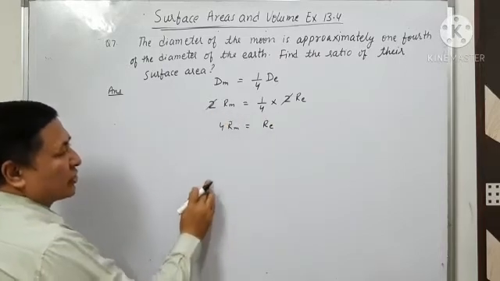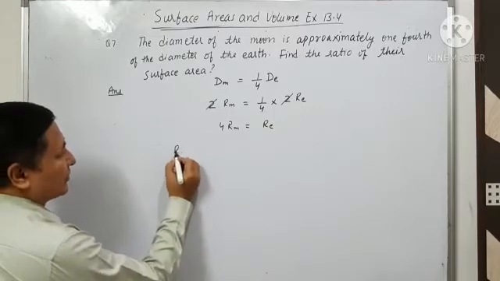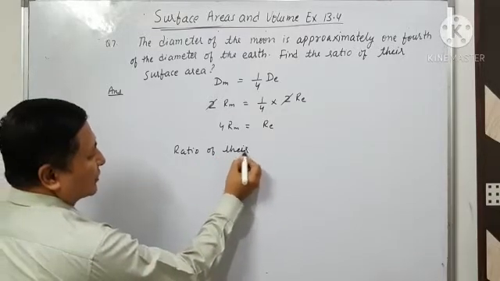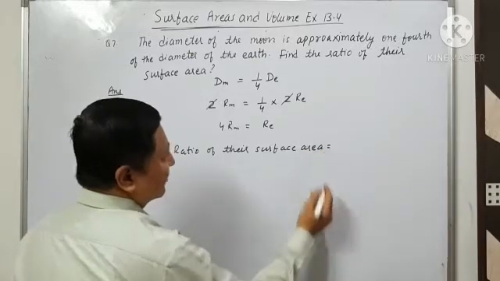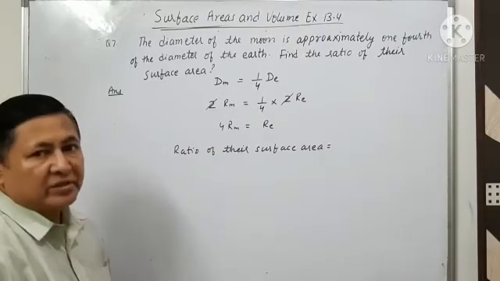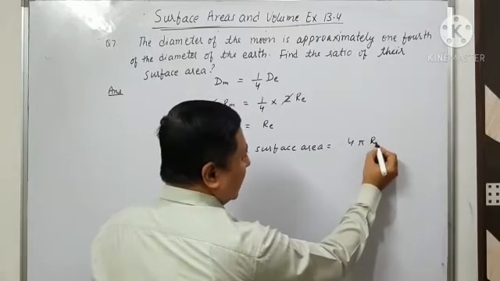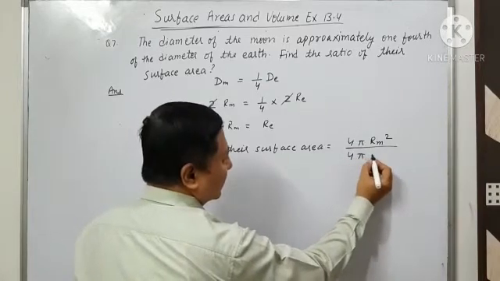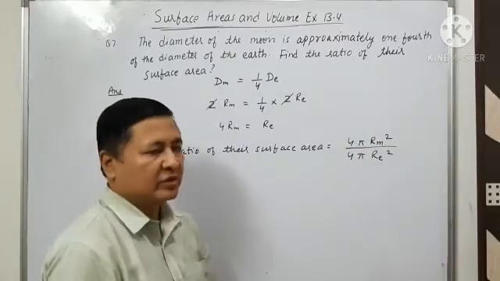We have done cross multiplication. So radius of earth is 4 times the radius of moon. Now we have to find the ratio of their surface area. We know the surface area of sphere, as we have taken the moon and the earth in the form of spheres, that is 4 pi rm square upon 4 pi re square, where rm is the radius of moon and re is the radius of the earth.